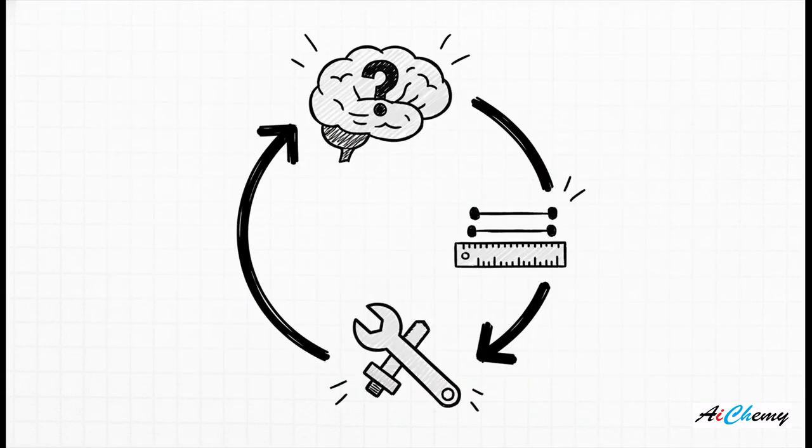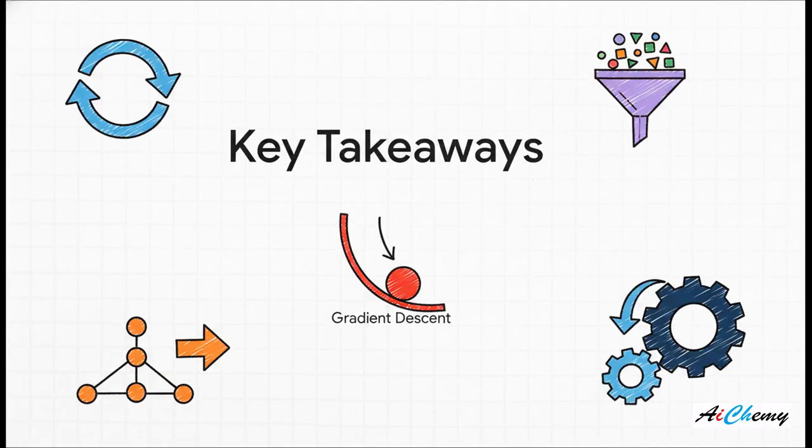So when you strip away all the complexity, all the hype, what you're left with is this surprisingly simple and, well, elegant engine. The incredible power of modern AI is built on this very basic loop. Make a guess, measure how wrong you were, and make a tiny correction so you're a little less wrong next time. So let's just quickly recap the key things to take away.